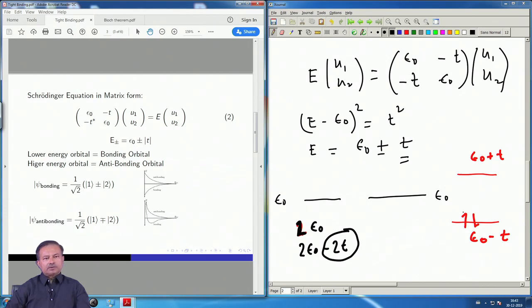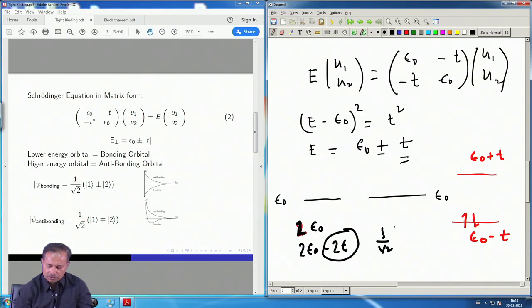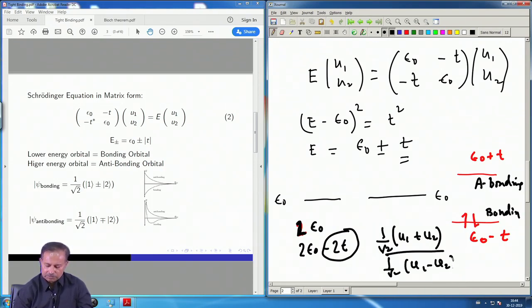So that means the orbital part of the wave function is 1 by root 2 (u1 plus u2), which is the symmetric wave function. This is called the bonding, and this is called the anti-bonding. So the bonding is this one, and the anti-bonding will be just the other combination. The symmetric one is the bonding one if T is positive. That means I gain energy by doing this.